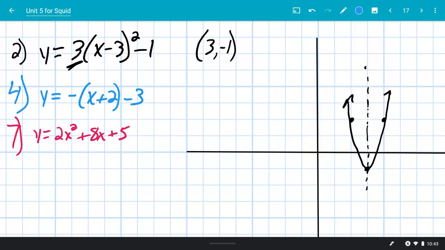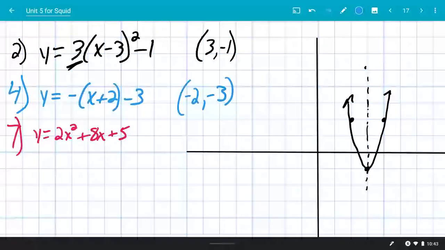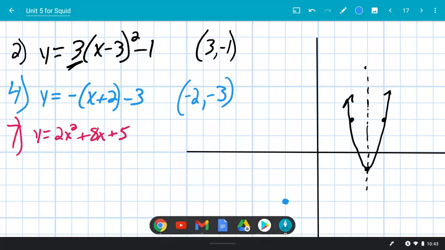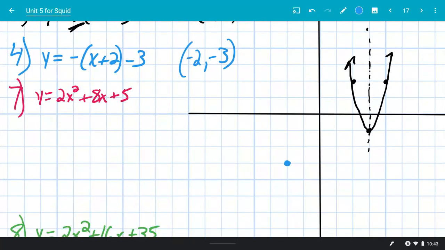What is my vertex? Ooh, don't everybody talk at once. -2, -3. It should be that easy to see. Now that I have my vertex, what do I look at? Yeah, look at A. And what is my A here? It's a -1. So down 1, right 1, down 1, left 1. There is my parabola.